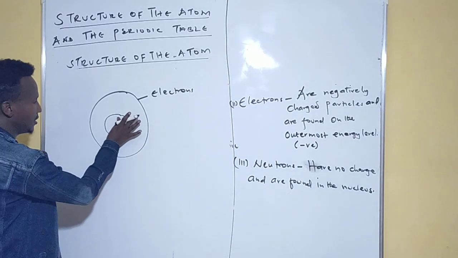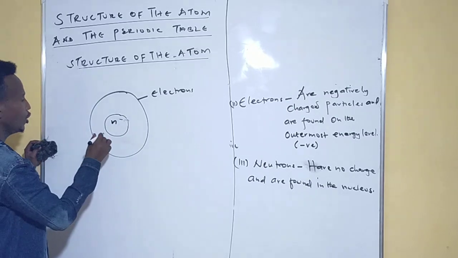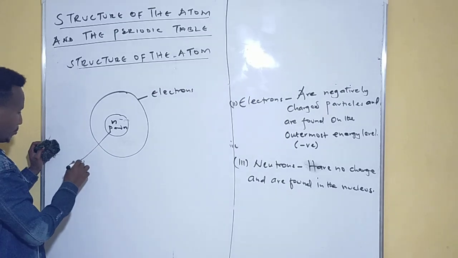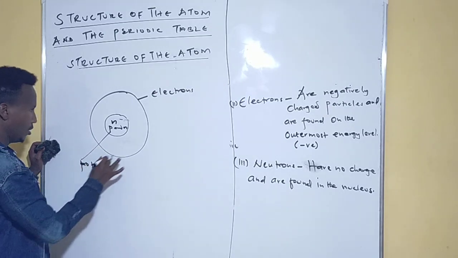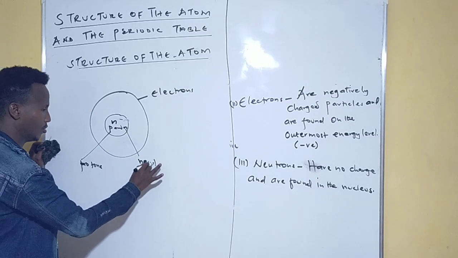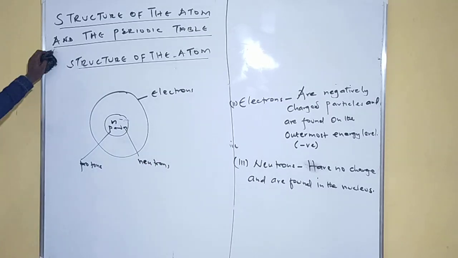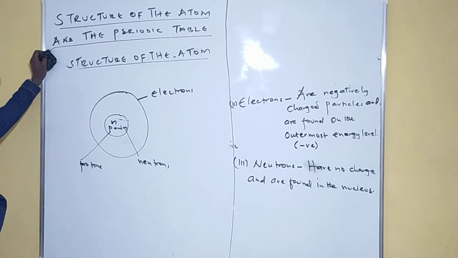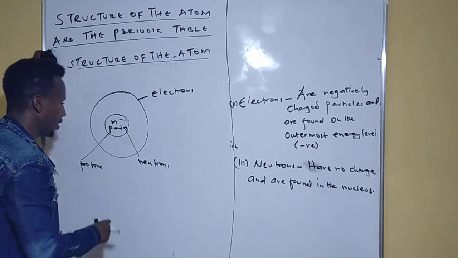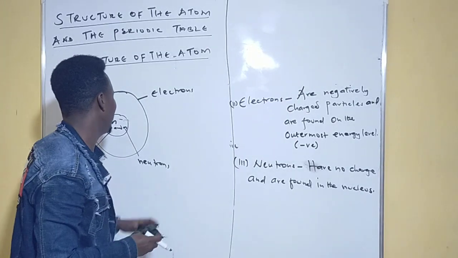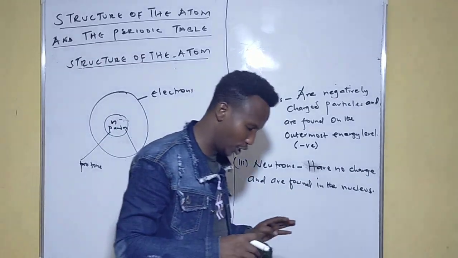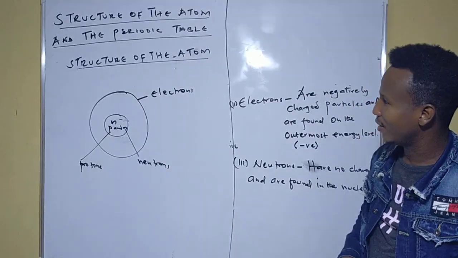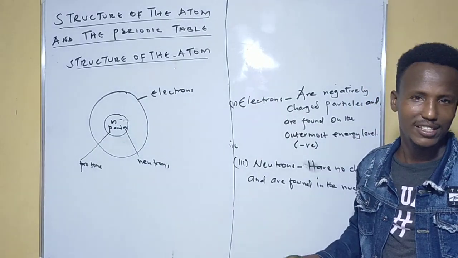So let's say this is the nucleus. In the nucleus we have P and N, where P is protons and N is neutrons. P inside the nucleus represents protons, while N within the nucleus represents neutrons. Just understand that electrons are found on the outermost energy level of an atom, on the outer shell. It's very easy, by the way.